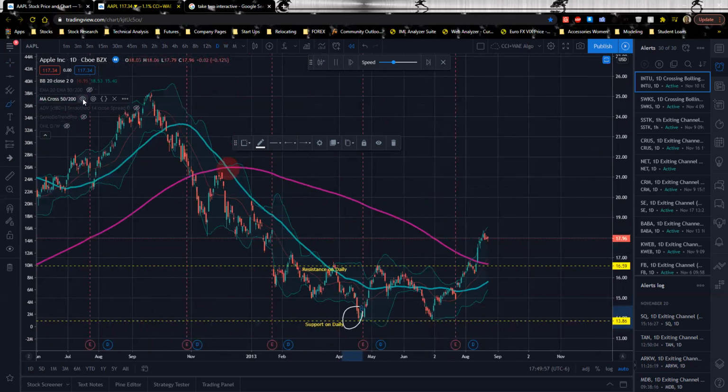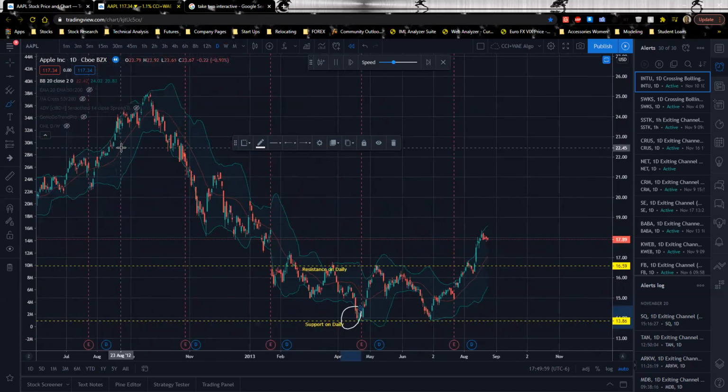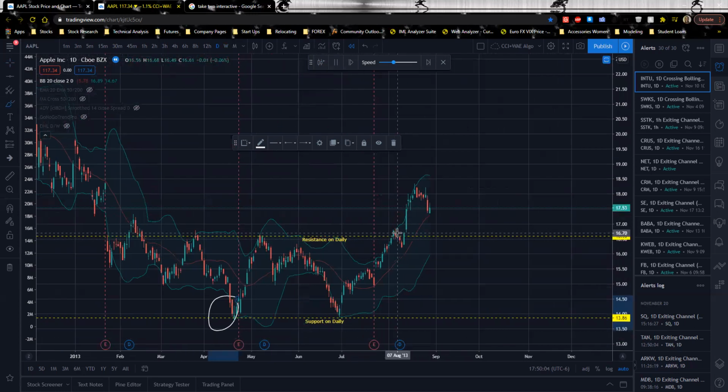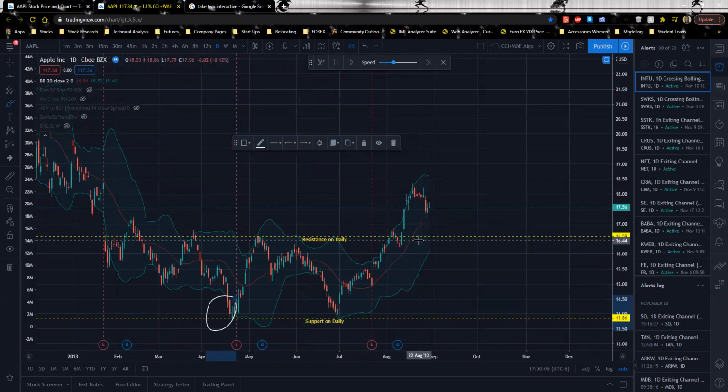So I ain't even using this. This is just in the way. Sorry. Oh, so now what's resistance might be support. Let's see.